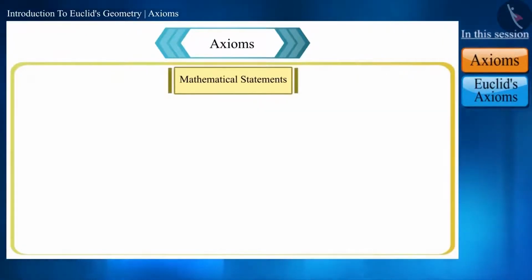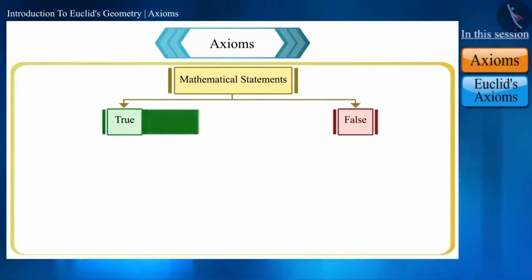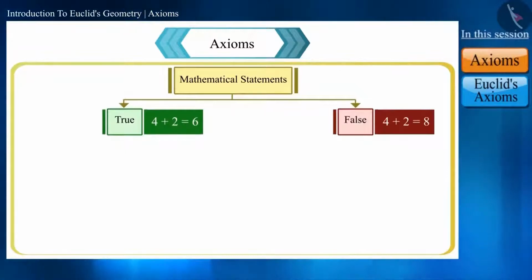But in mathematics, there are only two types of statements. Either they are completely true or false, such as 4 plus 2 equals 6. This is always true. And 4 plus 2 equals 8. This is always false. There are also two classes of true statements.